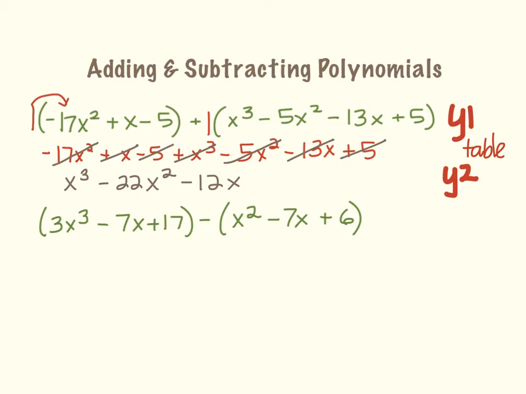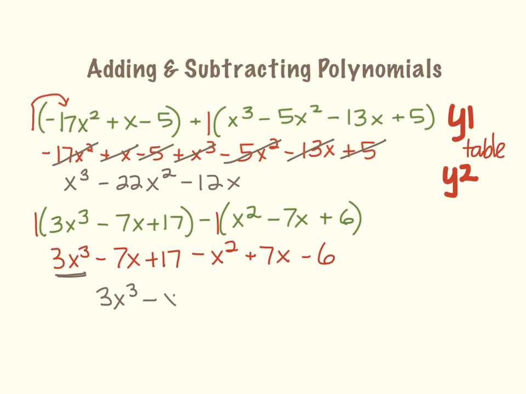Now I'm going to look at a subtraction. Again, I cannot multiply over the subtraction, so I'm going to distribute the 1 to the first trinomial. And I'm going to distribute a negative 1 to the second trinomial. I will now combine like terms, starting with the biggest degree. My x's will cancel. And again, if I put this one in y1 and this one in y2, my table should match, because this is the simplified form of this.